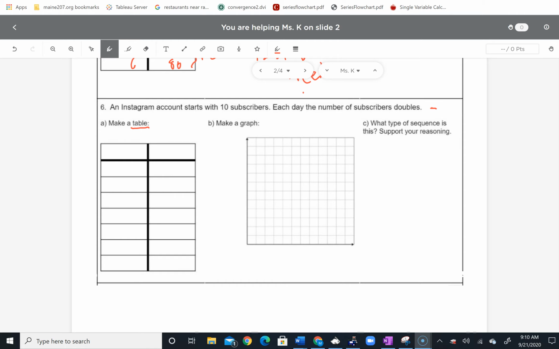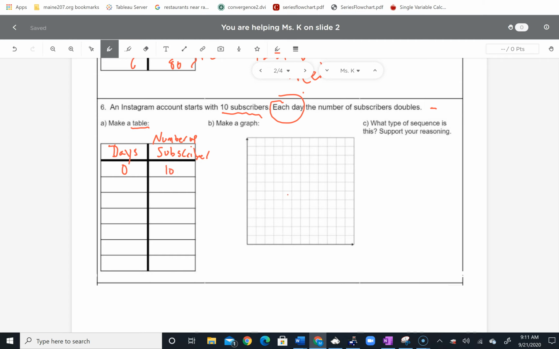It says an Instagram account starts with 10 subscribers, and each day, wow, that word each is going to tell us our input. It sure looks like we're going to have day or days as our input. We could even write day, but it sure looks like we are dealing with the number of subscribers. That's what we're measuring for our output. So, that's going to start us off. And it says it starts, that means we will have times 0. Our input would be in days, so that would be 0. We start off with 10 subscribers.